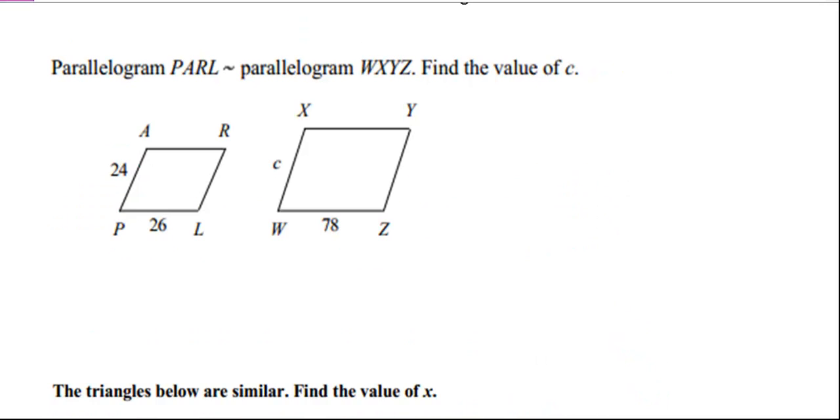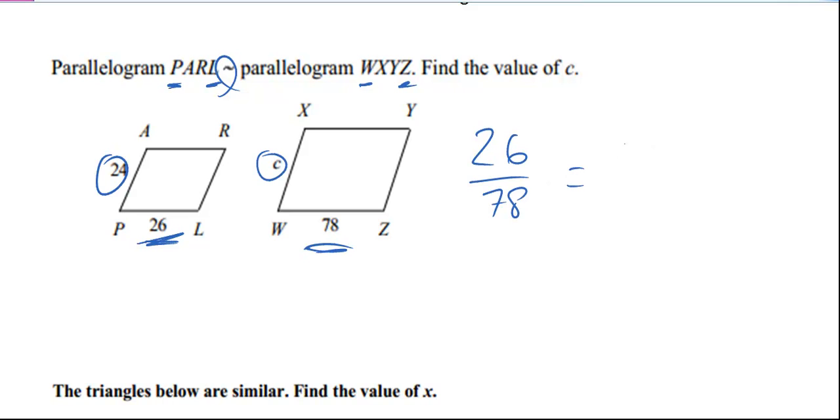Let's look at an example real quickly. This is as simple as it can get. If I tell you already that these two figures are similar, that's what this means, then we can find the value of some missing side, because I know that the ratio of one pair of corresponding sides is the same as the ratio of the other. And I always want to check with the lettering, right? PL corresponds with WZ, and that makes sense based on the orientation of these figures as well. So I know that 26 over 78 has to be equal to 24 over C.